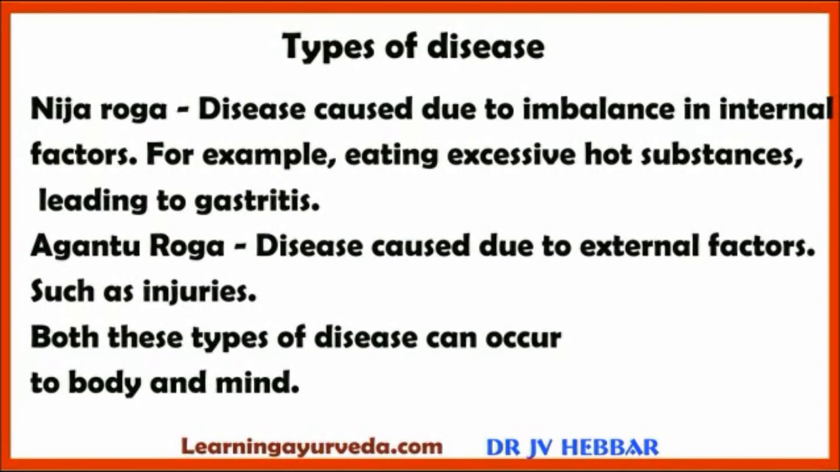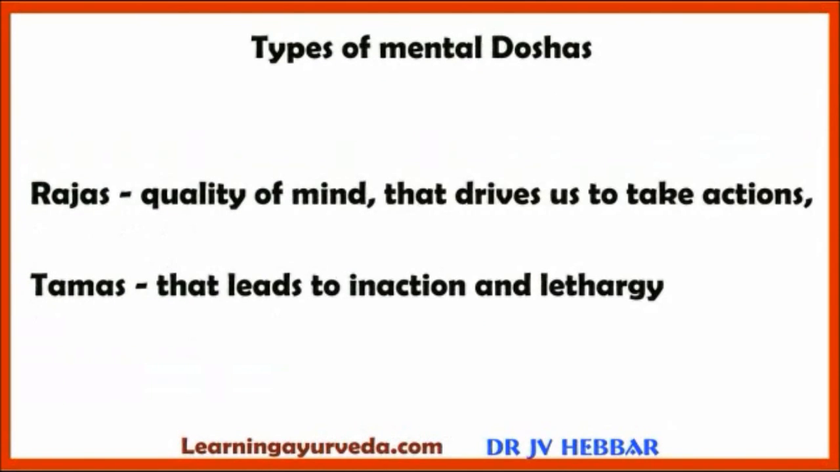Types of disease. Nija Roga, disease caused due to imbalance in internal factors, for example, eating excessive hot substances leading to gastritis. Next, Agantu Roga, disease caused due to external factors such as injuries. Both these types of disease can occur to body and mind. Types of mental doshas. Rajas, quality of mind that drives us to take action, and tamas, that leads to inaction and lethargy. These are the types of mental doshas.